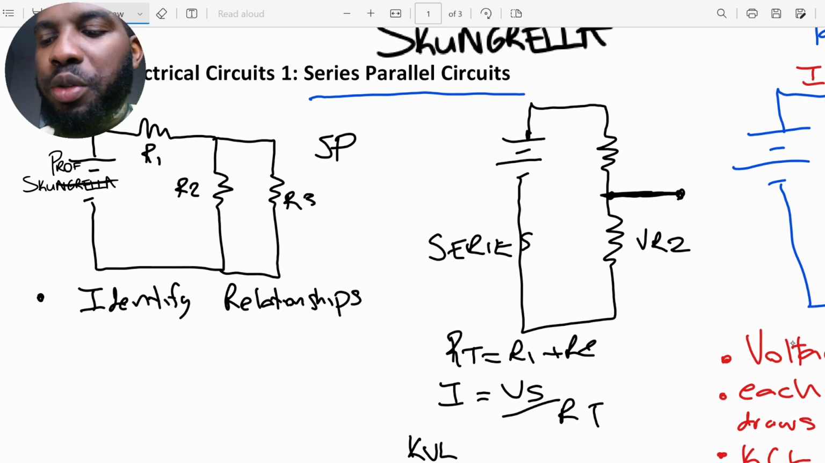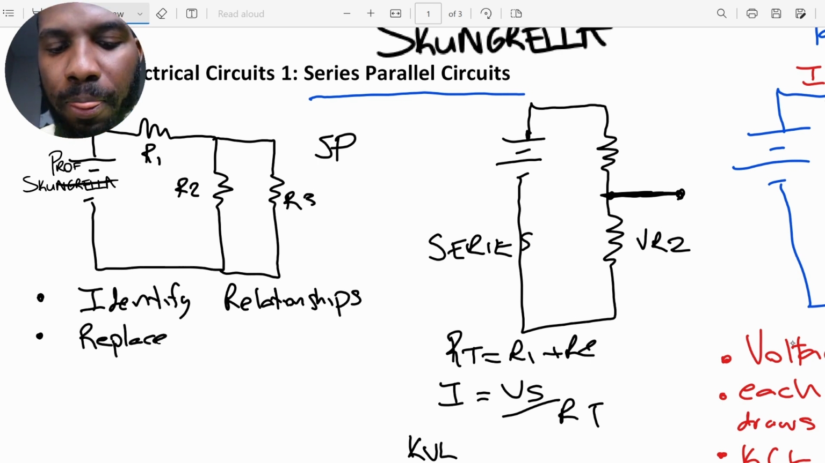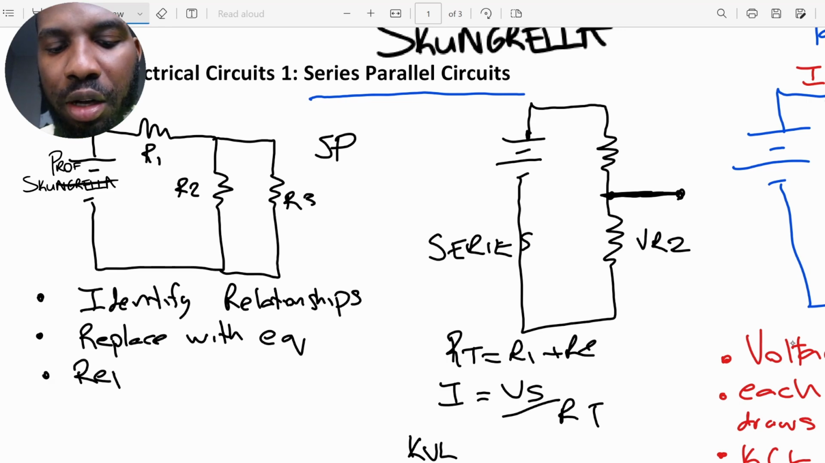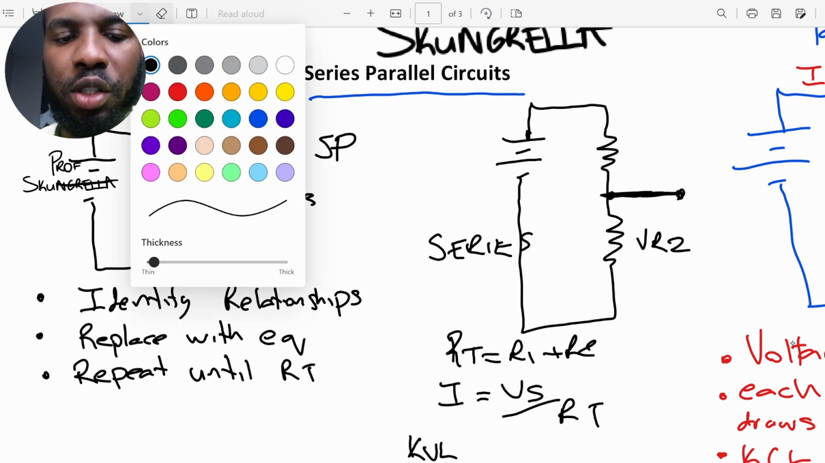And again, when we talk about relationships, we are saying identify which resistors are in series or which ones are in parallel. Then you will replace the resistors with the equivalent resistance. All right? And then you're going to repeat. Step 3, repeat until you find RT. Right? So let's do it for this resistance right here.